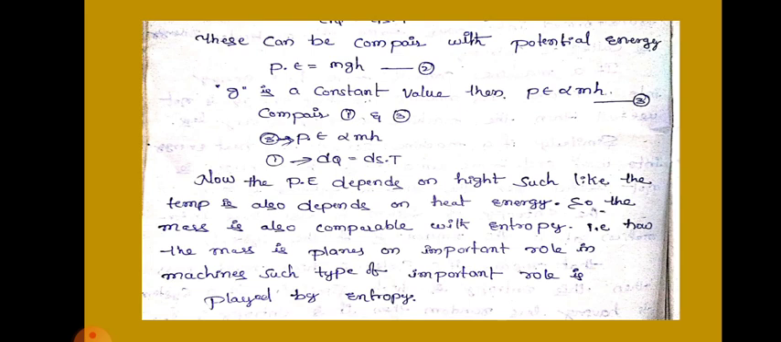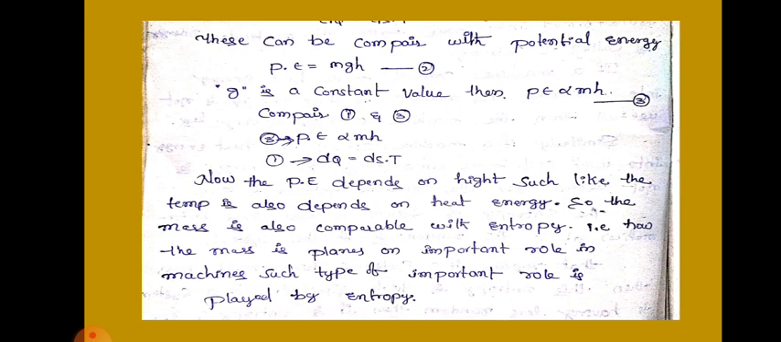This can be compared with the potential energy, that is PE is equal to mgh, equation number 2. So small g is a constant value, then PE is proportional to mh. This is equation number 3. So compare equation number 1 and 3. Therefore potential energy is proportional to mh and dQ is proportional to dS into T.